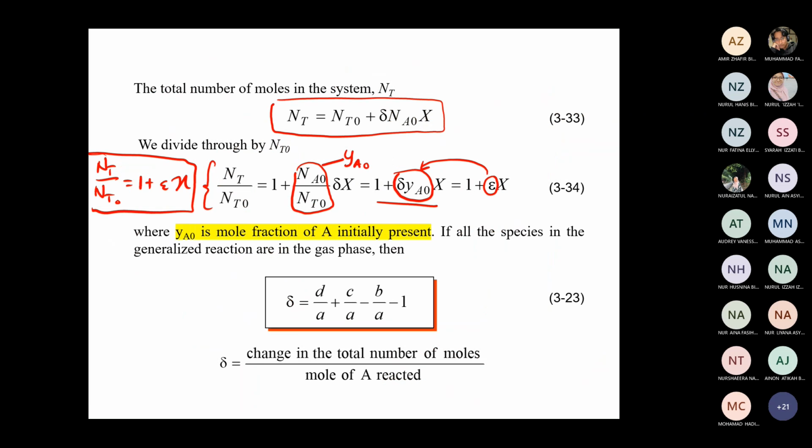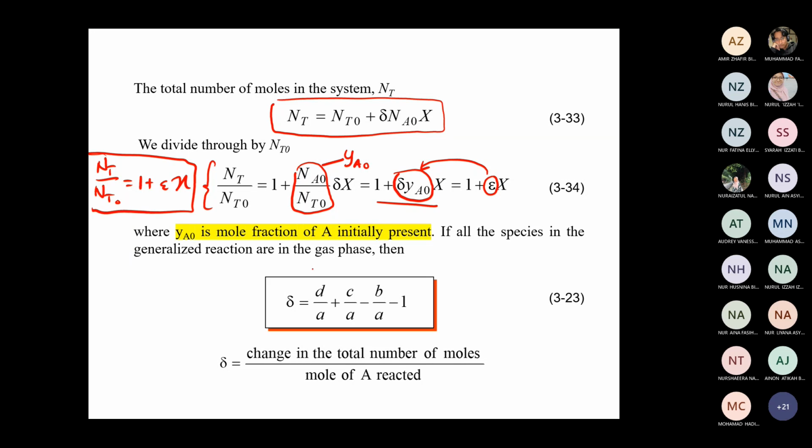Alright? Okay, so we move on to NT equal to NT naught plus delta NA naught X. Okay, so this one actually is the one that you learn juga sebelum ni sebenarnya, yang macam Stoichiometric Table. Alright? Okay, tak apa, kita go one by one. Memang I faham you macam a bit confused sikit. Okay, sebab banyak sangat ni kan equation.